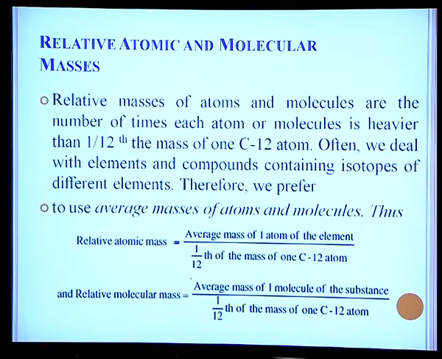Often we deal with elements and compounds containing isotopes of different elements, therefore we prefer to use the average masses of the atoms and molecules. Thus, we can say the relative atomic mass is equal to the average mass of one atom of the element divided by 1/12 of the mass of one carbon-12 atom, and the relative molecular mass is the average mass of the molecule of the substance divided by 1/12 of the mass of one carbon-12 atom.